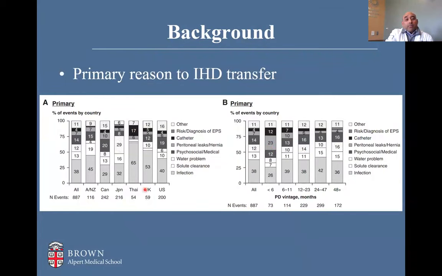Now, further breaking that down, the reasons why patients get transferred to intermittent hemodialysis: on this A side, you can see the most common reason is infection. In every country you look at, infection is the main reason for a modality transfer from PD to HD. And when you look at the vintage also, regardless of what year you're in, infection remains the highest reason why a transfer from PD to HD happened. And therefore, it's very important to identify factors that lead to peritonitis so that we can prevent this from happening, for the reasons mentioned earlier.